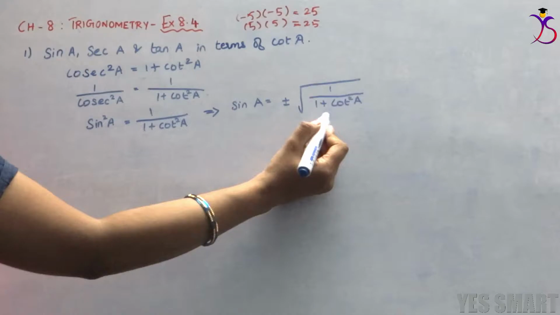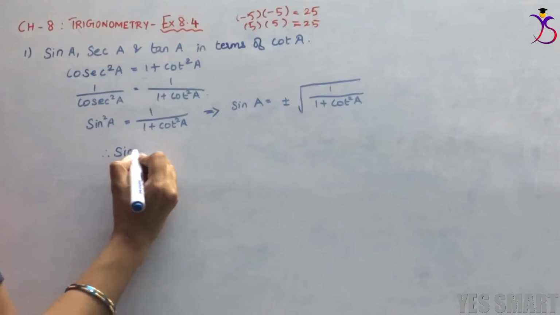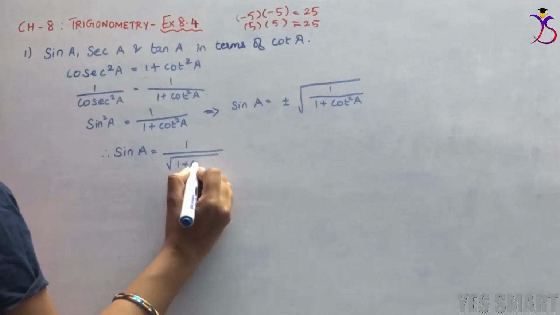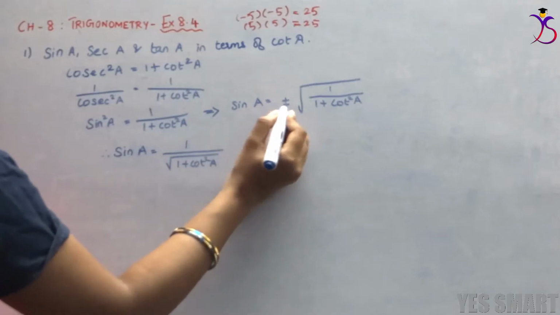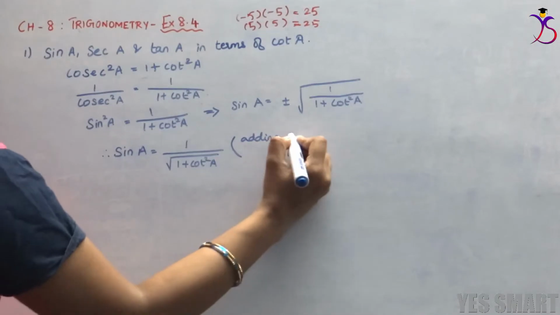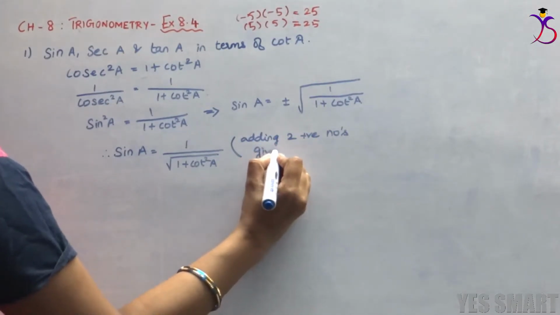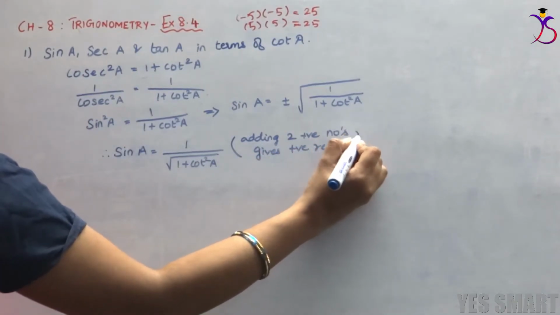But on looking at the denominator, we have two positive values. Hence, adding two positive values gives a positive result only. Therefore, sin A equal to 1 by root of 1 plus cot square A. The square root of 1 is 1, so the numerator becomes 1. The minus value just fades away because adding two positive numbers gives a positive result. So as asked in the question, we have represented sin A in terms of cot A.